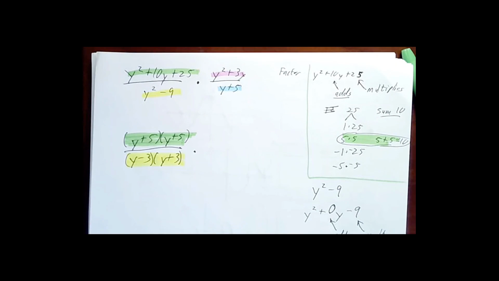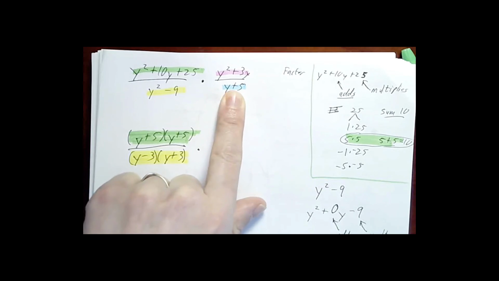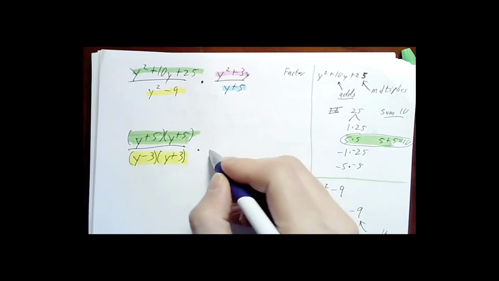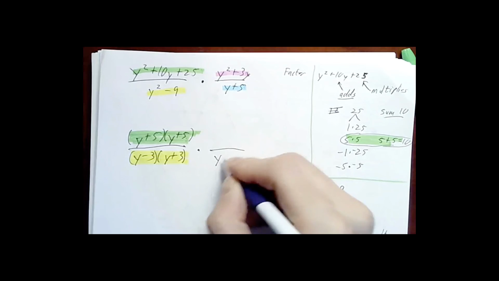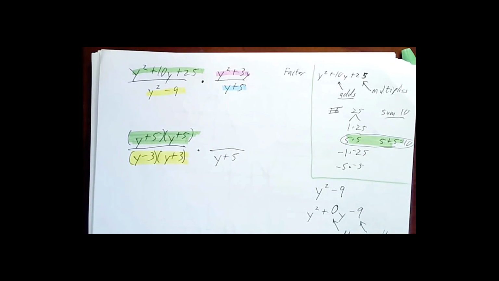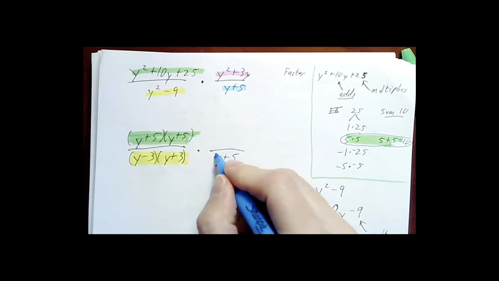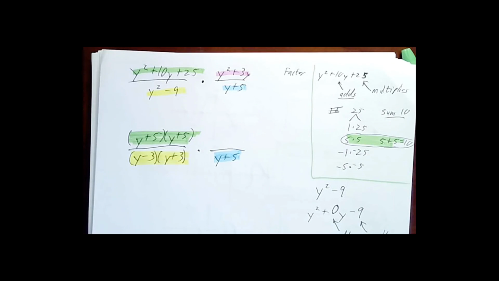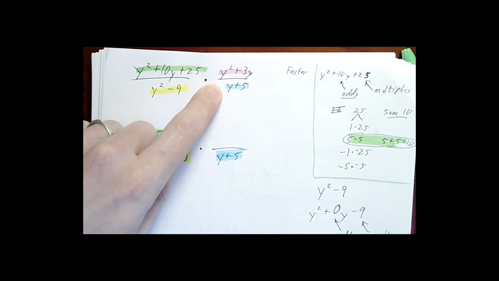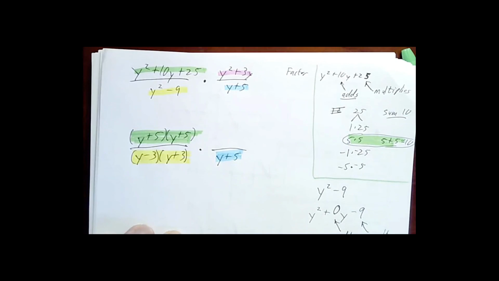I now want to factor the one on the right. Fortunately, my denominator is already complete. Y plus 5 is unfactorable. It is a linear factor, so it is unfactorable. But the y squared plus 3y is factorable. This one I can factor using the GCF, the greatest common factor.